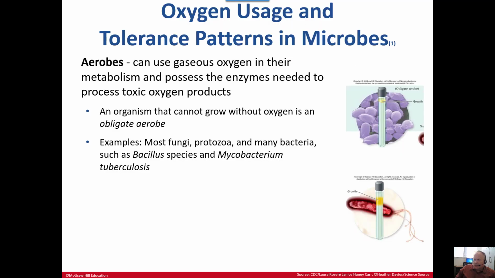So aerobes, of course, use that gaseous oxygen in their environment. These cannot grow without it, and these of course include most of the fungi, protozoa, and many different types of bacteria, such as the Bacillus, Mycobacterium tuberculosis. Well, it's a respiratory disease, and it's not shocking to find that a respiratory pathogen would need lots of oxygen. That's why they kind of choose that portal for their infectivity.